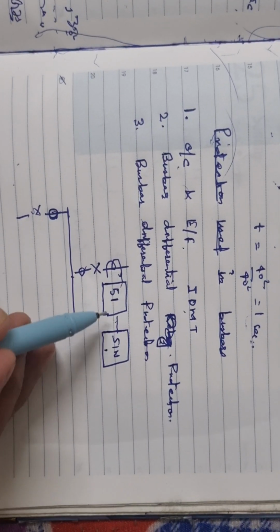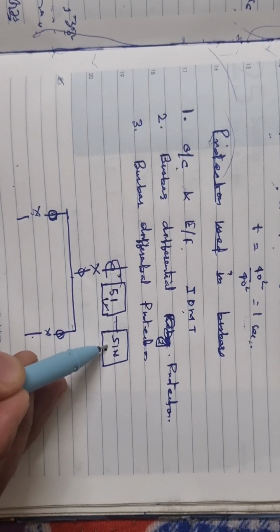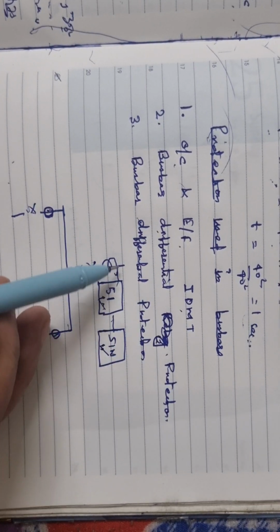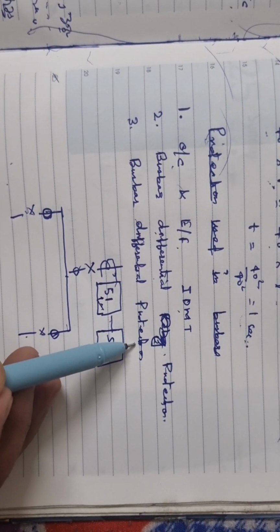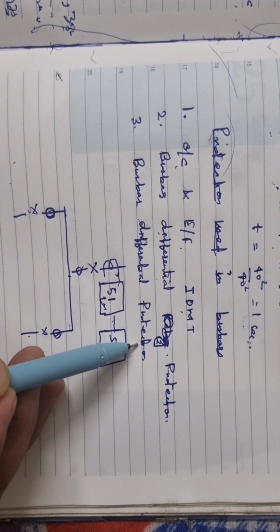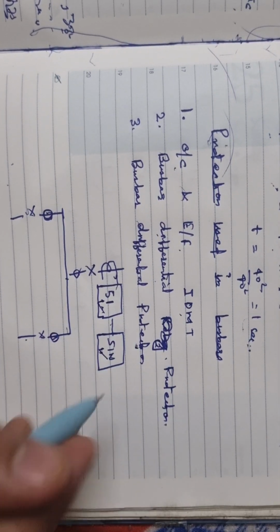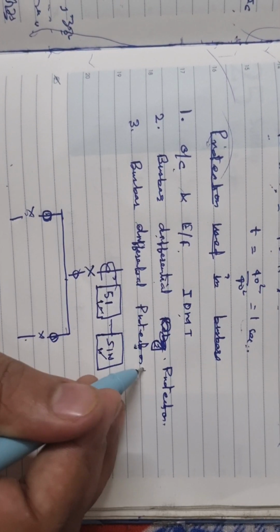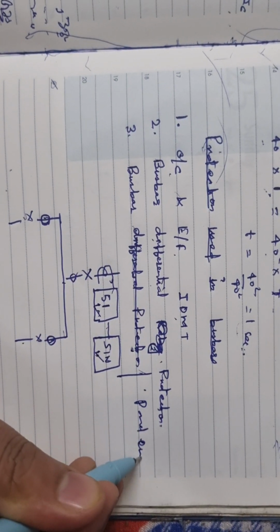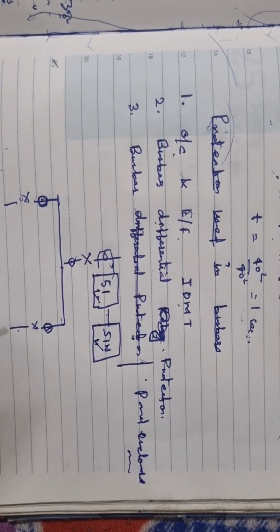In this we have 51 and 51N, meaning IDMT overcurrent and IDMT earth fault. Second is the bus bar differential protection, and another protection is the sensitive earth fault, or the bus bar panel enclosure earth fault protection.